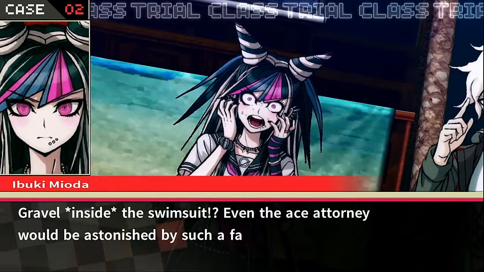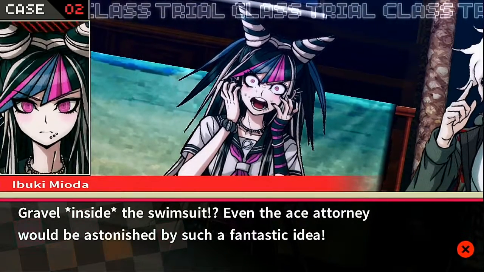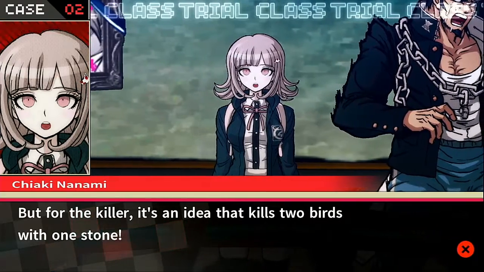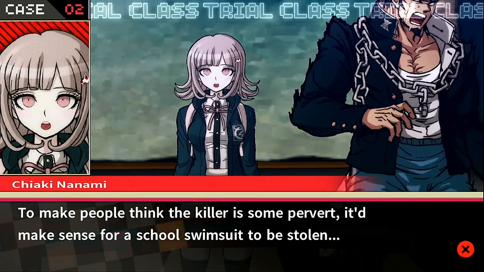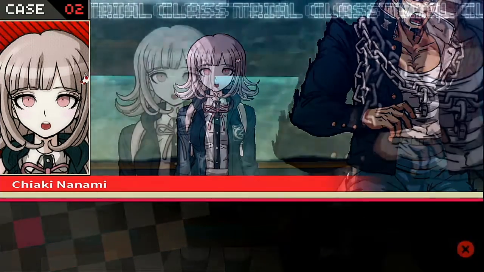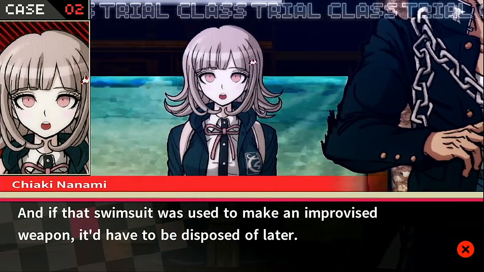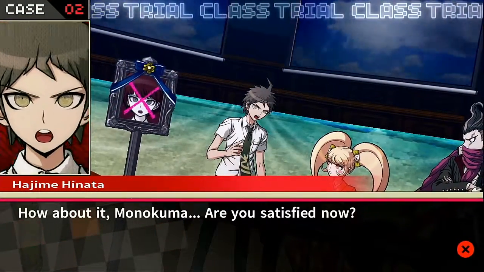Gravel inside the swimsuit? Even the ace attorney would be astonished by such a fantastic idea! But for the killer, it's an idea that kills two birds with one stone. To make people think the killer is some pervert, it makes sense for a school swimsuit to be stolen. And if that swimsuit was used to make an improvised weapon, it'd have to be disposed of later. How about it, Monokuma? Are you satisfied now?